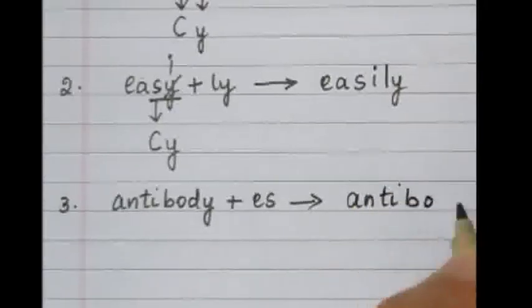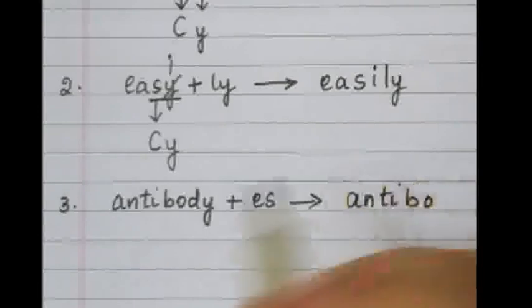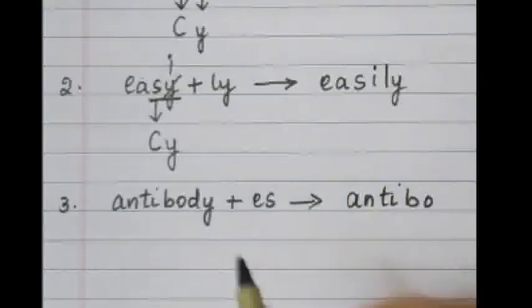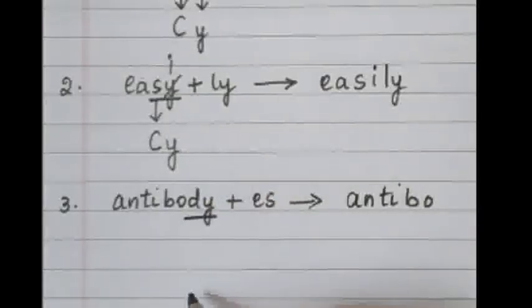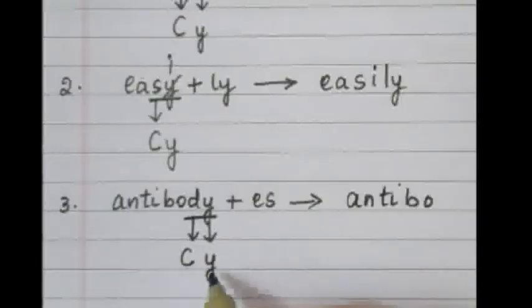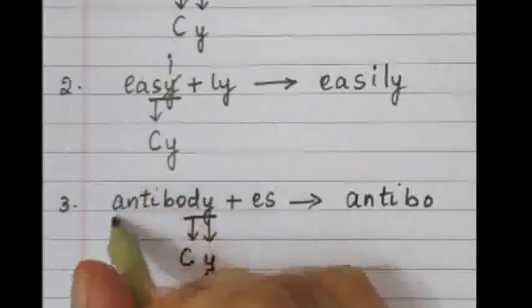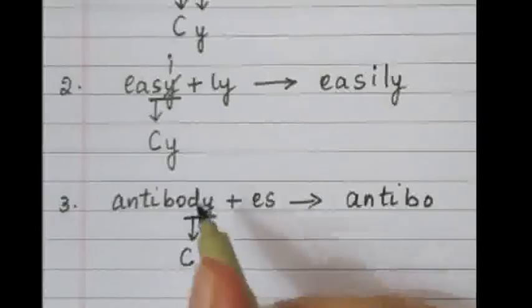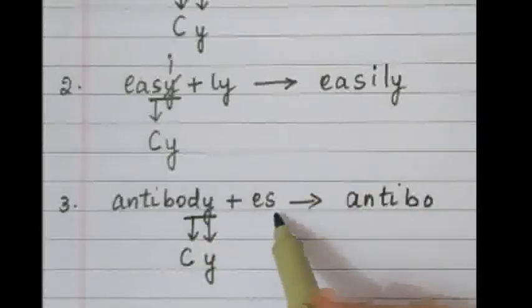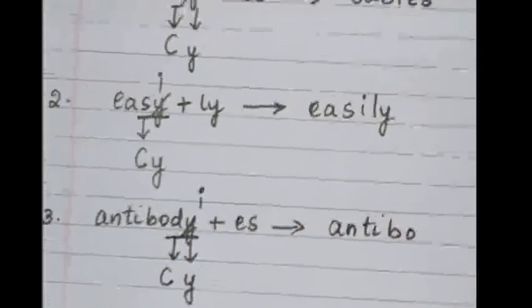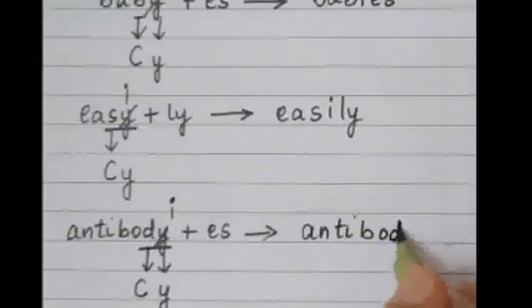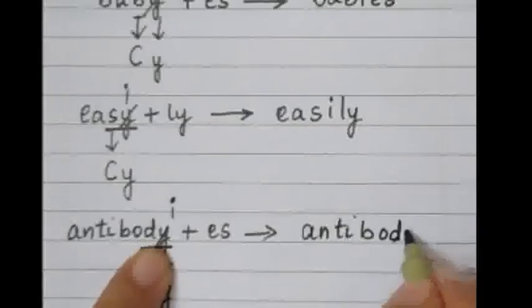ANTIBOD. Now I want to see what this stem ends with. Does it end with a consonant followed by a Y? D is a consonant, yes. And it ends with a consonant followed by a Y. So the stem antibody ends with a consonant followed by a Y. And I'm adding a suffix to it. Am I? Yes. So I have to replace Y with I. ANTIBOD, replace Y with I, ES, antibodies.